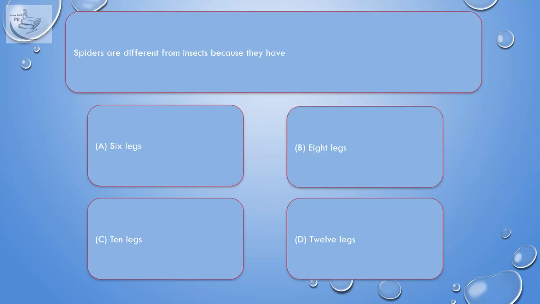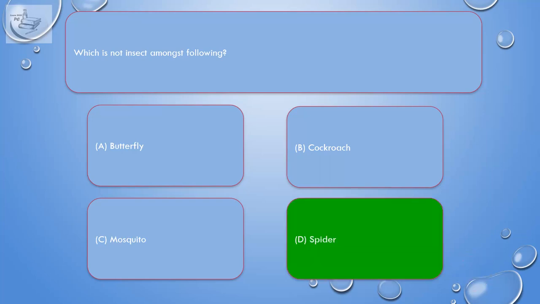Spider. Question: spiders are different from insects because they have A. 6 legs, B. 8 legs, C. 10 legs, D. 12 legs. Correct answer is B. 8 legs. Question: which is not insect amongst following? A. Butterfly, B. Cockroach, C. Mosquito, D. Spider. Correct answer is D. Spider.